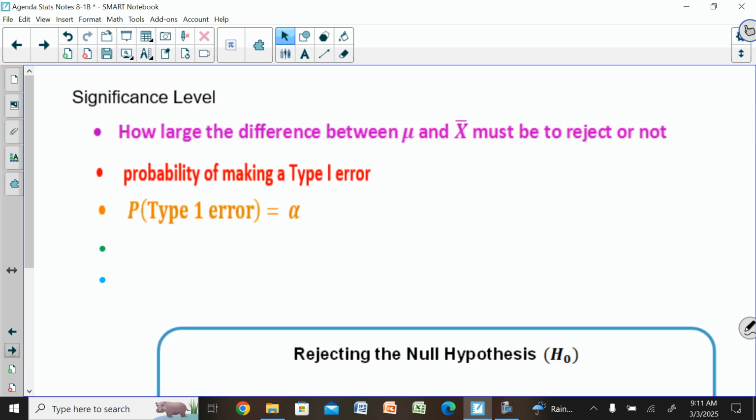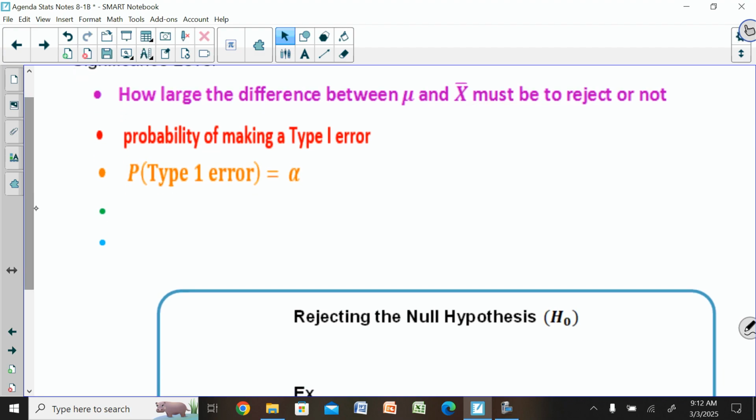Whoops, I missed one. The significance level is the probability of making a type 1 error. We're going to talk about that in just a couple minutes. The probability of type 1 error is a refresher. You know alpha already. Remember, alpha is 1 minus our confidence level.